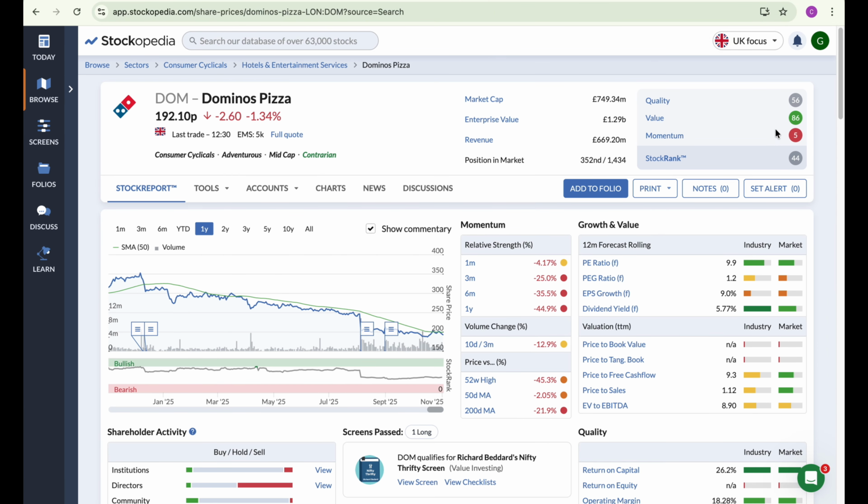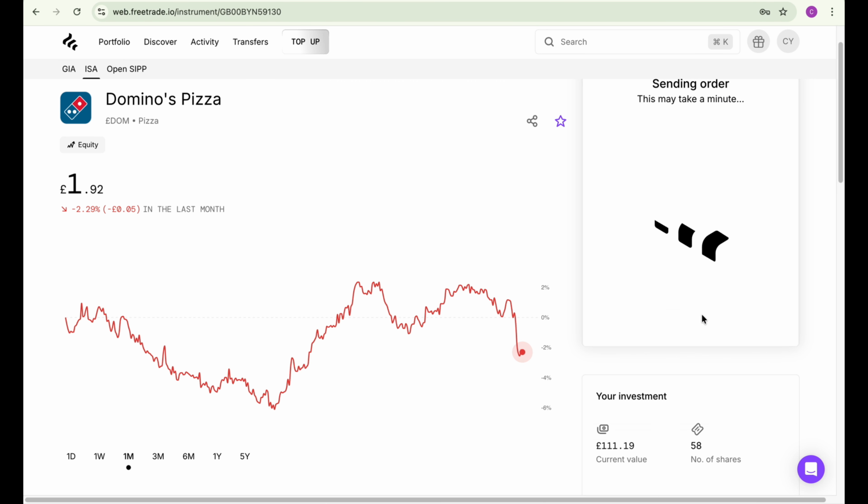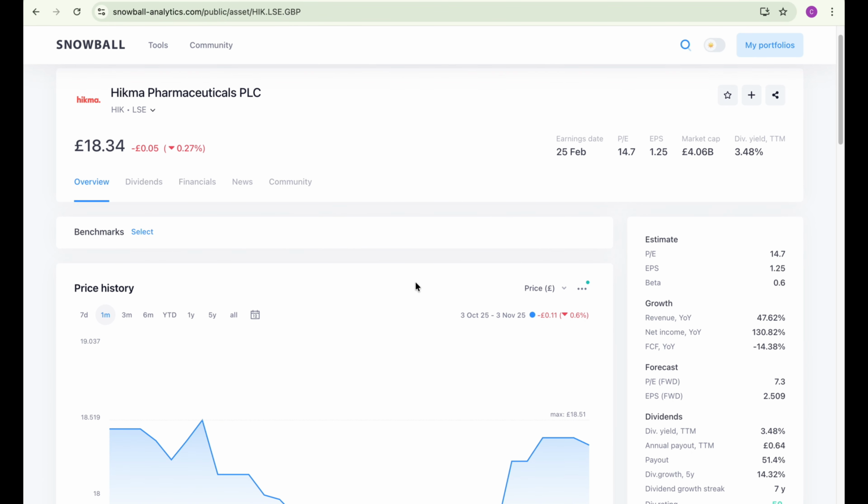Their stock rank is on the lower side, mainly due to that share price drop, because their momentum score is pretty much as low as it can get at 5. So personally, I just see this as a fantastic opportunity. I'm going to be adding another 12 shares for an amount of £23.12. The next stock I'm adding to this month is going to be my Hikma Pharmaceuticals position.